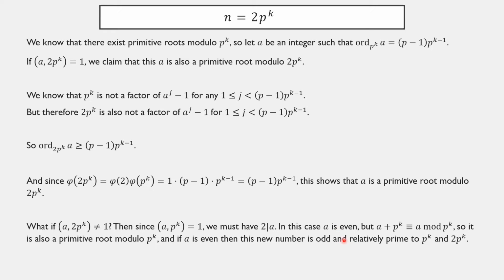Okay, but if a is even and p is an odd prime, then p to the k is odd, and a plus p to the k will be a new odd number that's equivalent to a modulo p to the k. If it's equivalent to a mod p to the k, it's also a primitive root mod p to the k. So if a is even, then this number here is now odd, but also a primitive root mod p to the k. But this number is now an odd number, so it is going to be relatively prime to 2p to the k. Therefore, this number here will be a primitive root mod 2p to the k.